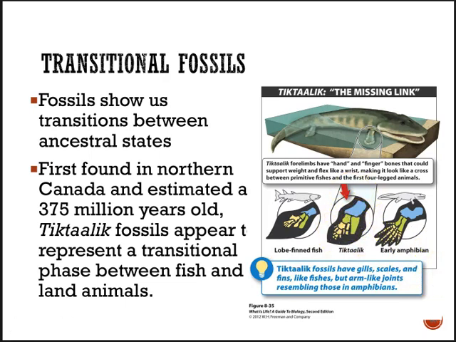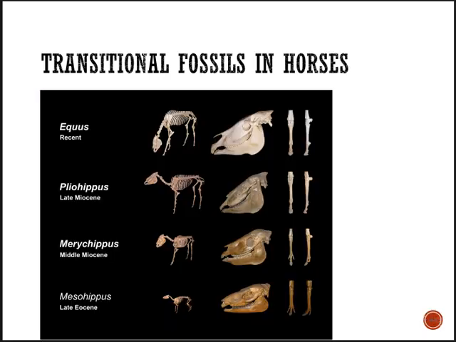So we see transitional fossils in all kinds of organisms, and this is not from your textbook, but I think it's really interesting that we see transitional fossils in horses. And I'm just going to really quickly step you through this. Your book does have a very nice discussion of horses and fossils, but this one is a little bit better, I think, because it really shows the transitions.